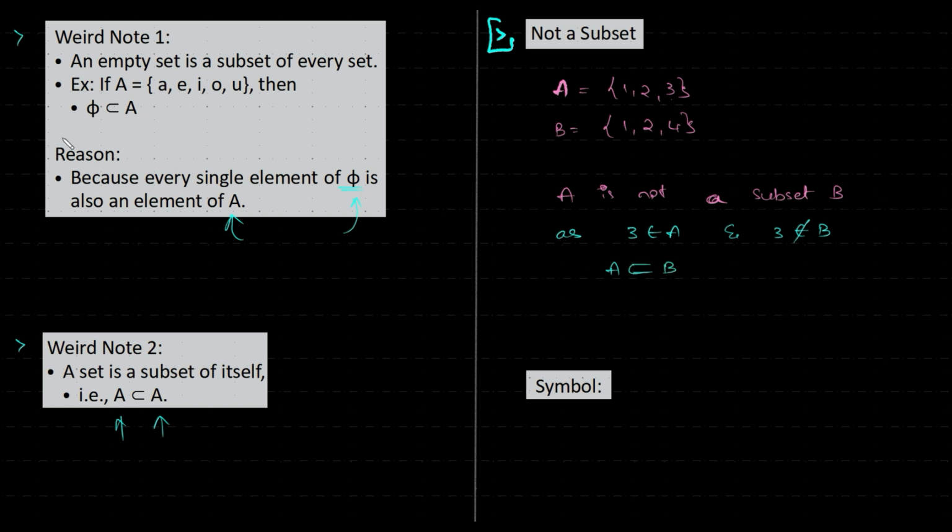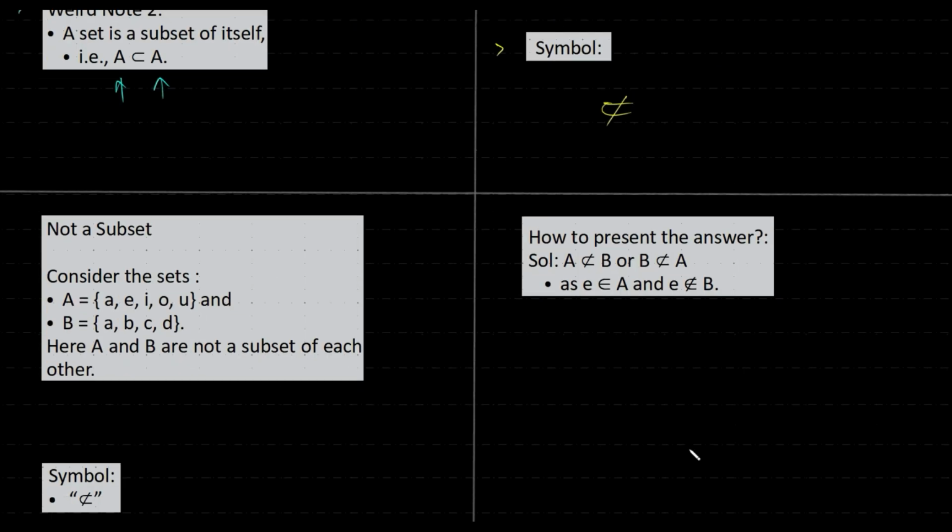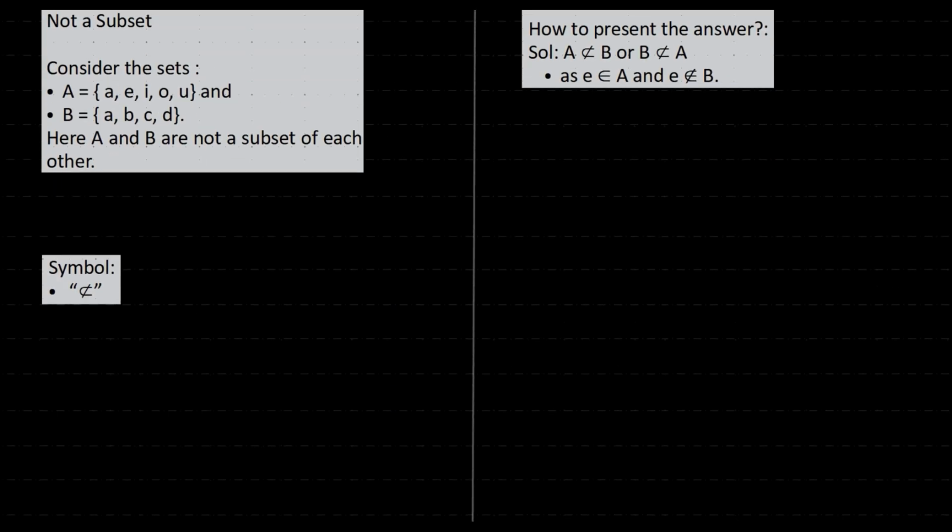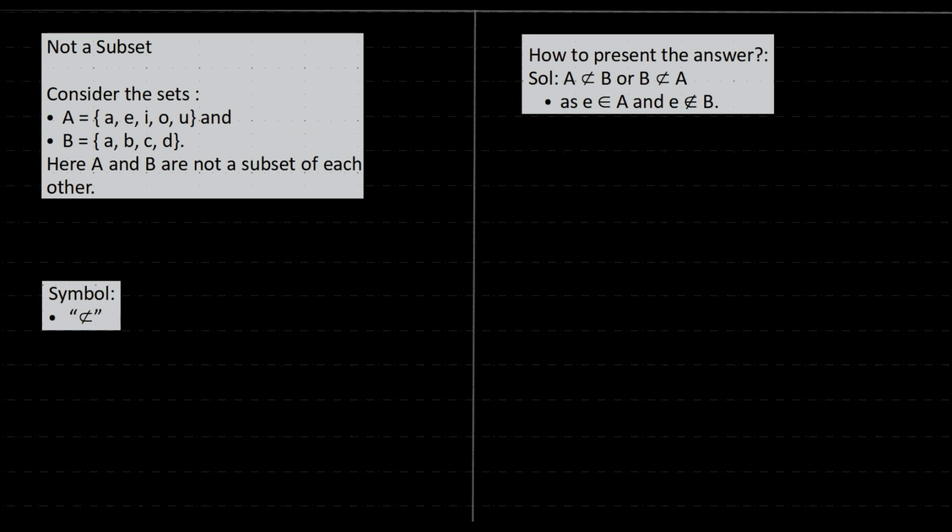Okay, similarly, what can you tell? As 4 belongs to B, and 4 does not belong to A, B is not a subset of A. Okay, so what is the symbol? This is your symbol. So I'm going to summarize it over here. Not a subset. How do you go about writing the theory?